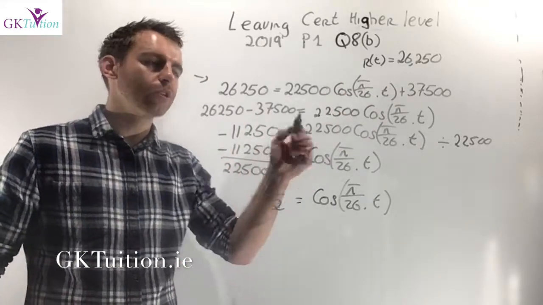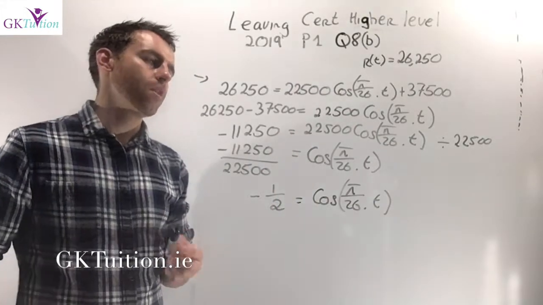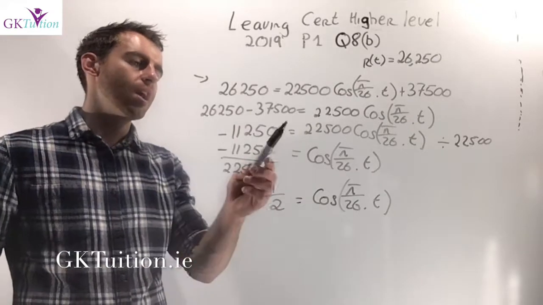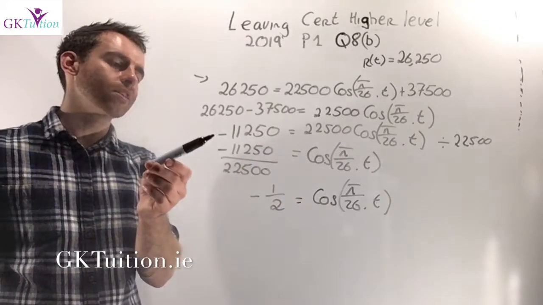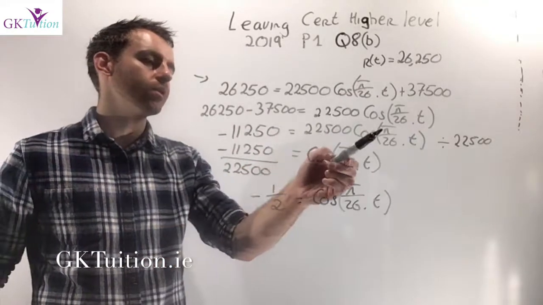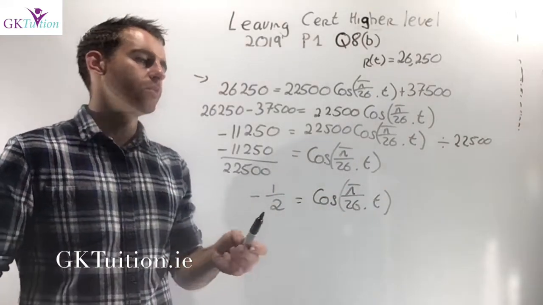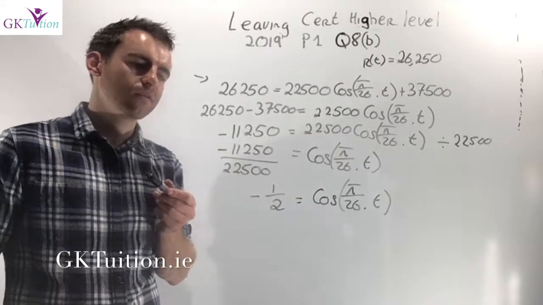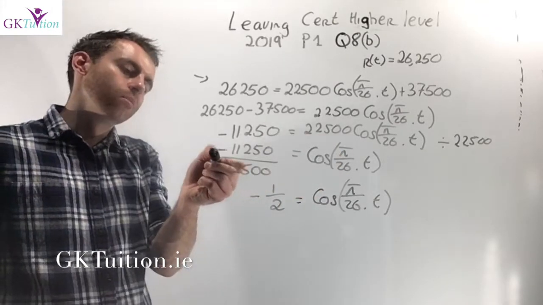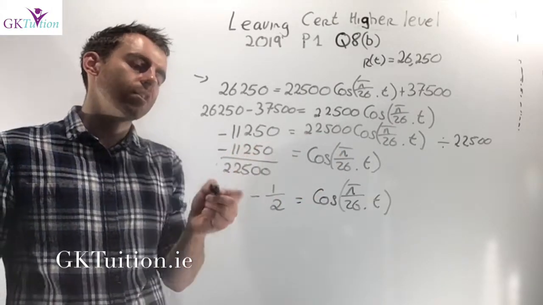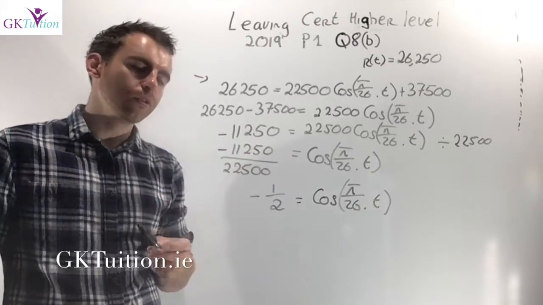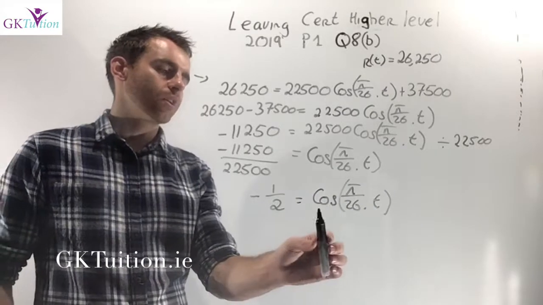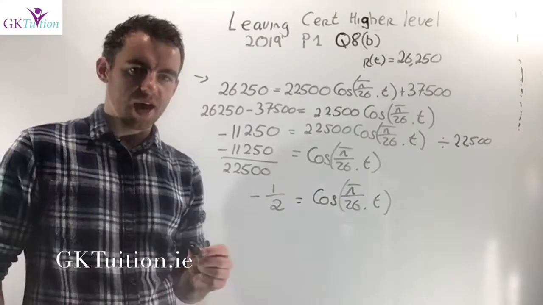So step by step, I just wanted to try and isolate my T. The first thing I did here was subtract 37,500 from both sides. When you do that, you end up with minus 11,250 is equal to this. Next thing I want to do is try and isolate the cos. So I divide both sides by 22,500. The left hand side becomes minus 11,250 divided by 22,500, which works out as minus a half. So up to this point, I know that the cos of this angle is equal to minus a half.